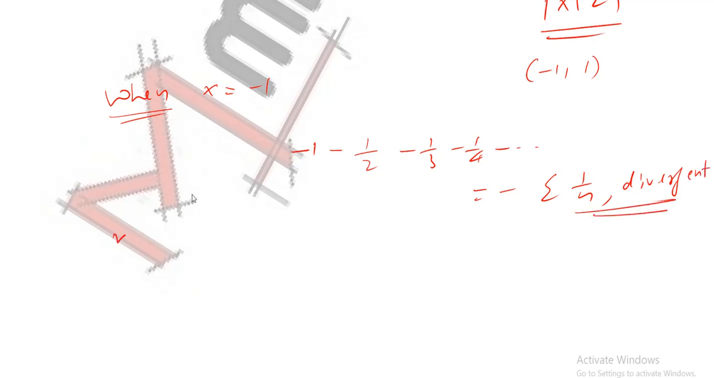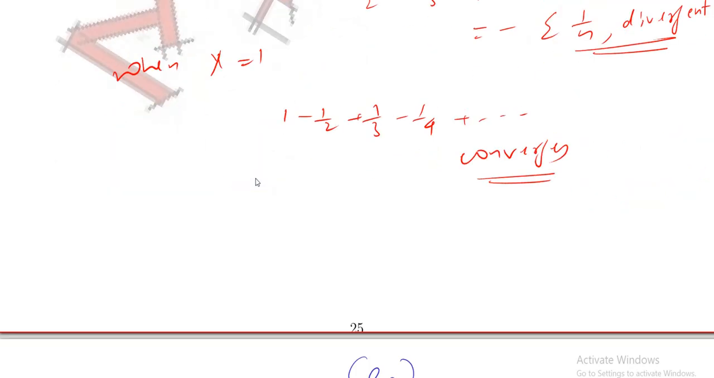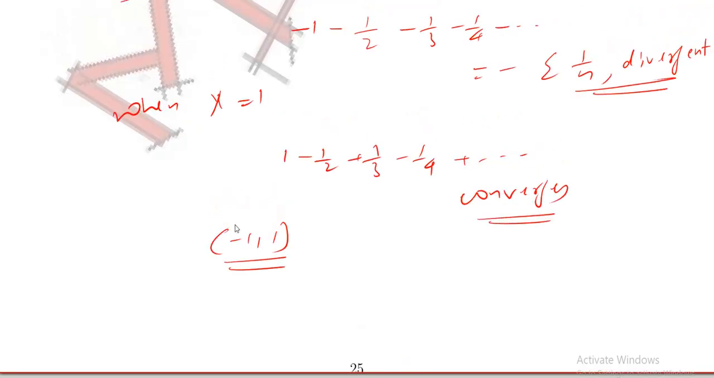Alright, so when x is equal to 1, what happens? Then the series becomes 1 minus 1 by 2 plus 1 by 3 minus 1 by 4 plus etc. And this is the alternating harmonic series that converges, right? The standard series, this one converges. Okay, so the actual region of convergence is the interval open at minus 1 and closed at 1. That means at minus 1 the series does not converge, but at 1 it converges, right?